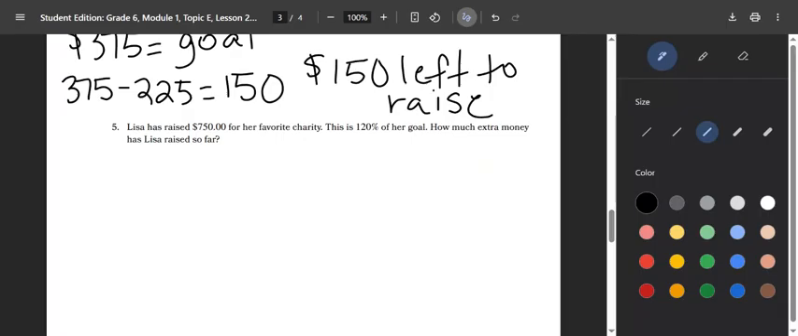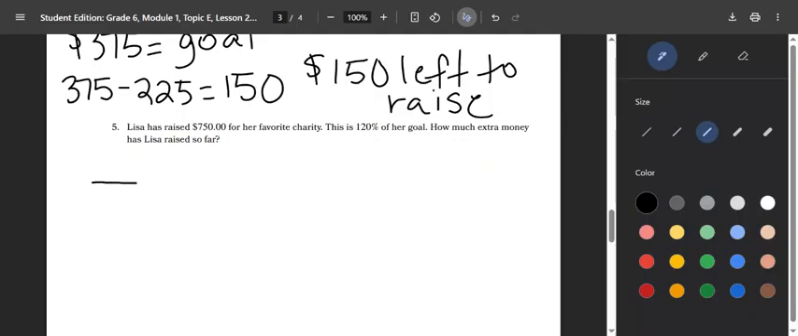All right, number 5. Lisa has raised $750 for her favorite charity. This is 120% of her goal. How much extra money has Lisa raised so far? So for this one, we've got to, once again, figure out the goal. So we got to figure out the whole on our percent model. And then we have to subtract to find out how much extra she has raised, because she obviously has raised more than her goal, because her goal would be 100%. So 120 is more than 100%.